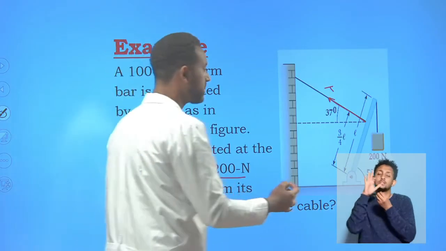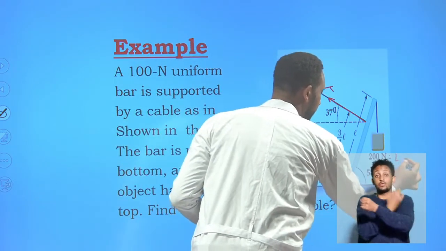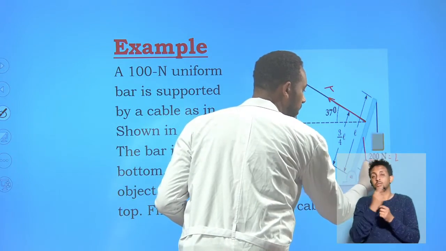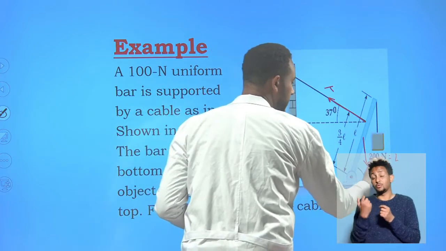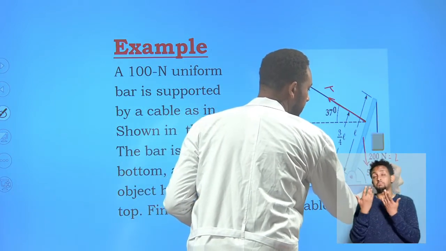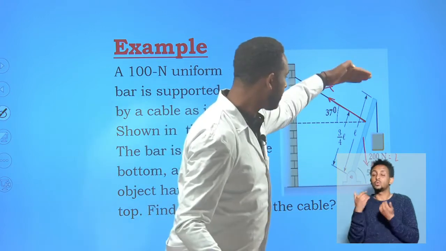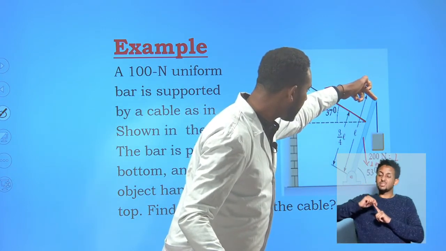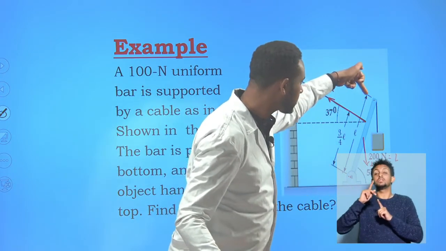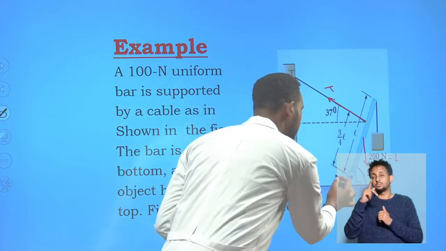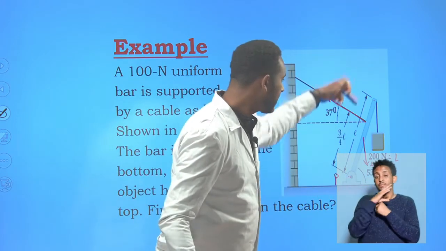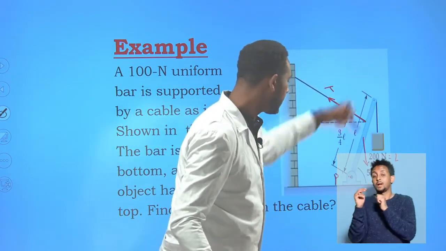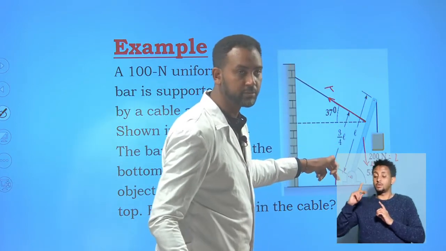What are the force components exerted here? The first force is the load of the object, 200 Newton. The other force component is the weight of the bar itself, 100 Newton. The bar has length L. The load is exerted at this point, meaning from the pivot at a distance of L. This is the pivotal point.